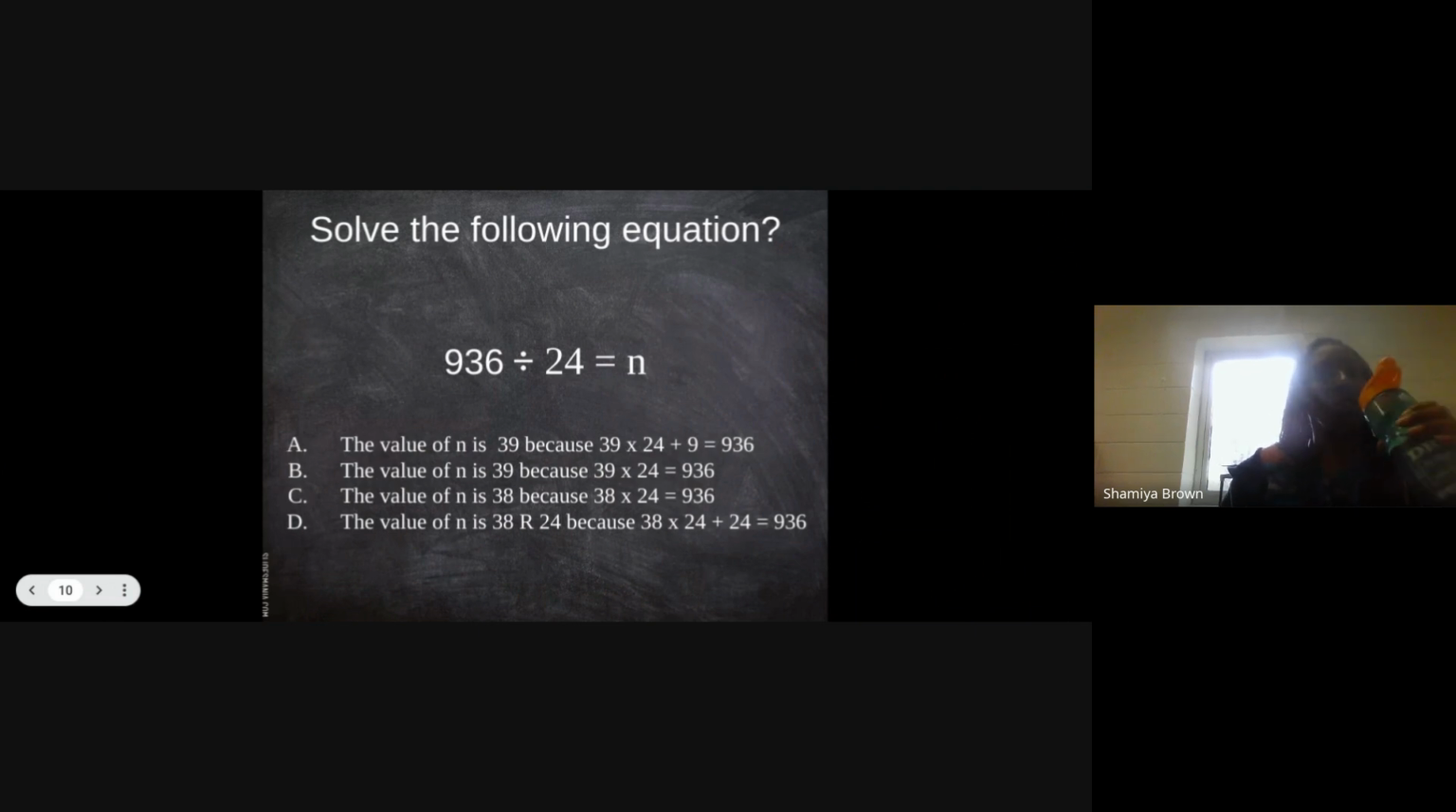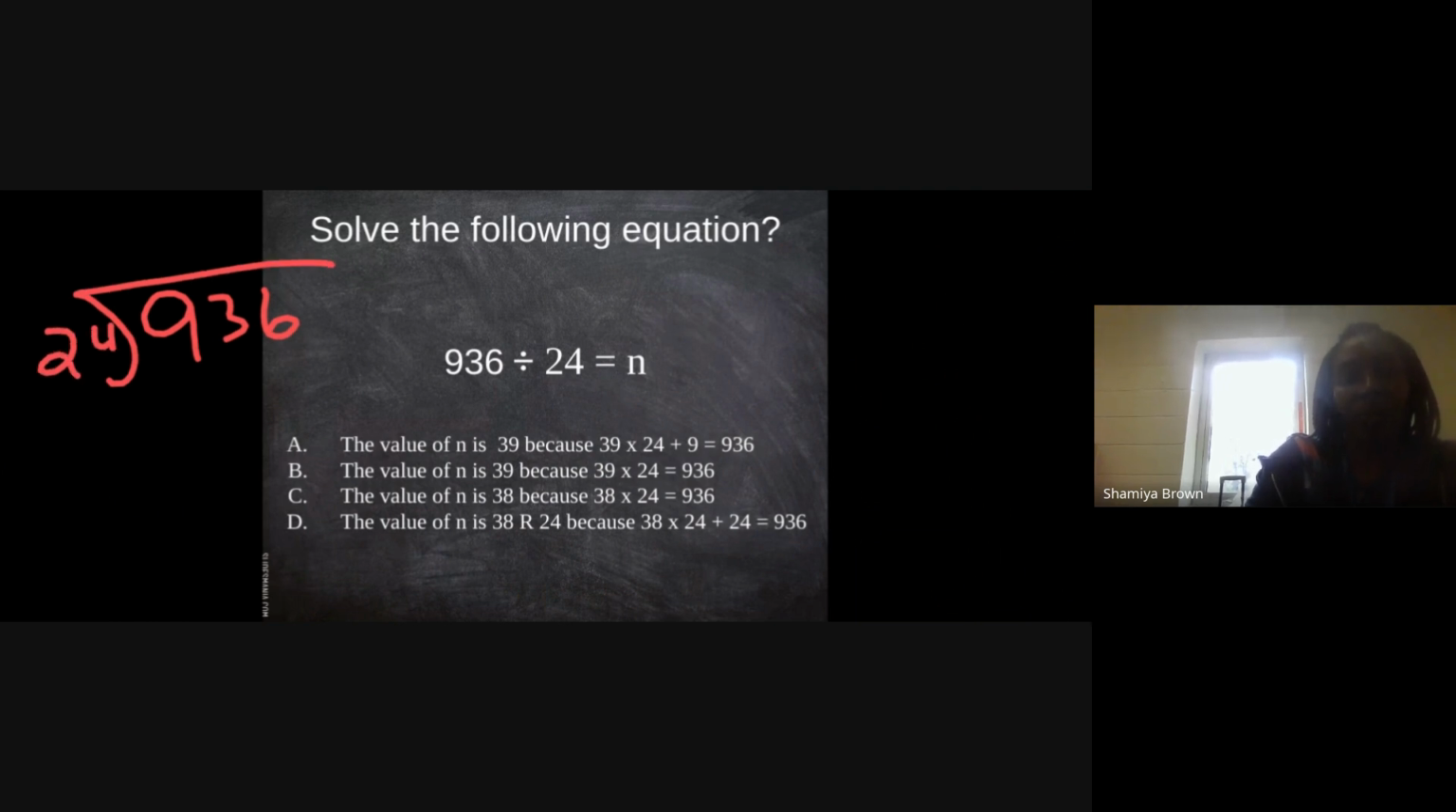Solve the following equation. So we're solving for n. All we're doing is dividing though. So write down your division problem. 936 divided by 24. All right, so we're trying to figure out how many groups of 24 I can get out of 93. So I'm going to do 24 times something. So I'll try 24 times 4 just to see what I get.